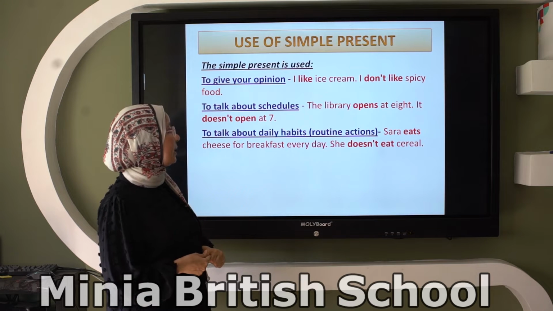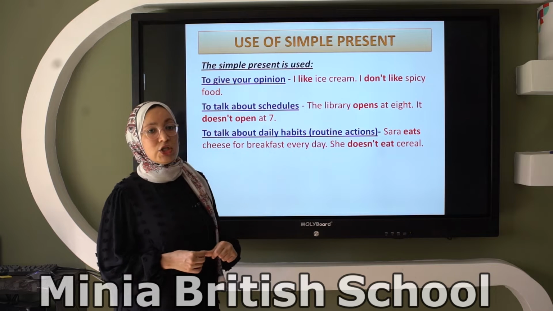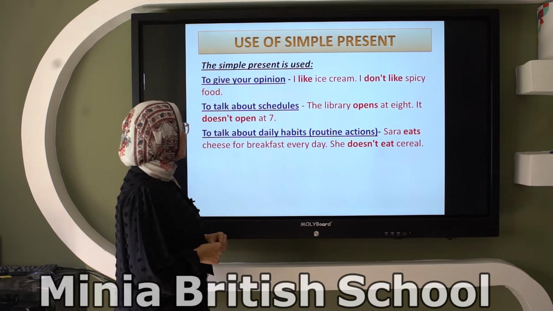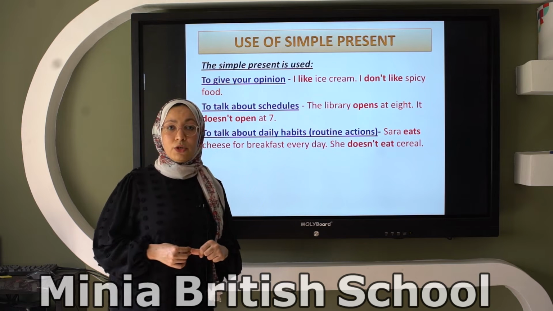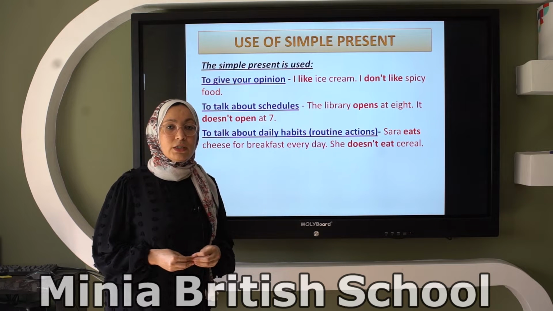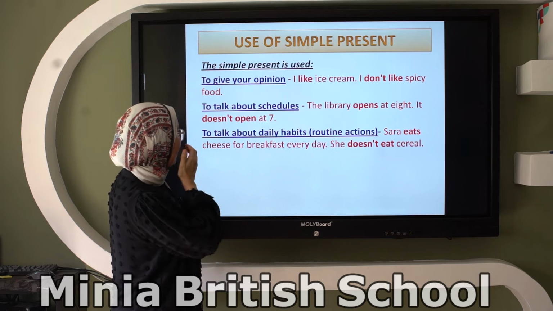To talk about daily habits or routine actions, frequent actions, all right? Sarah eats cheese for breakfast every day. She doesn't eat cereal. Take care, by the way, of every day, every week, once a week, okay? Because we're going to talk about this in detail.